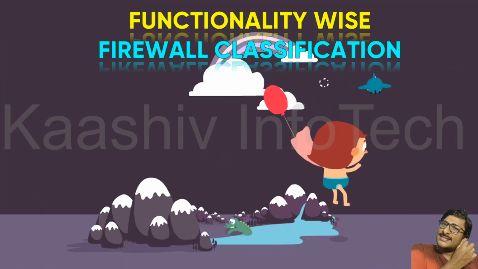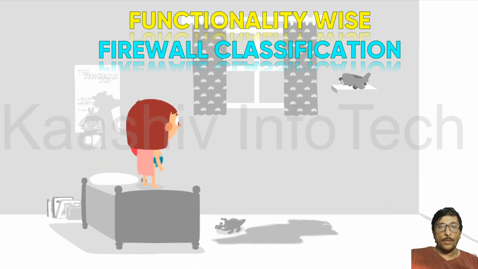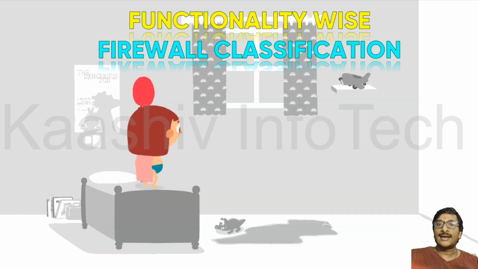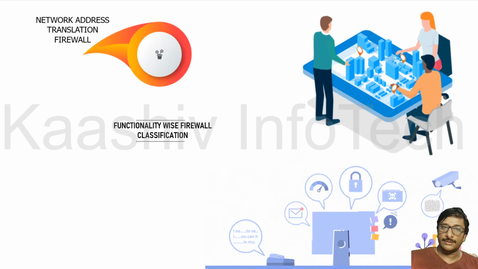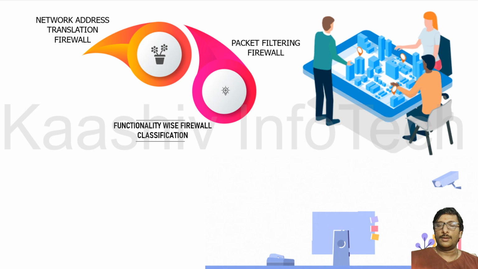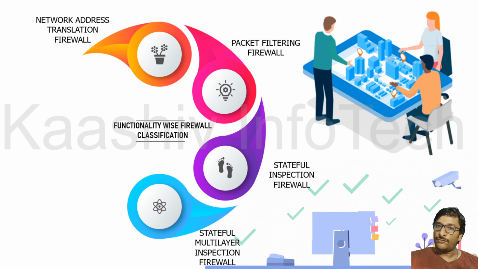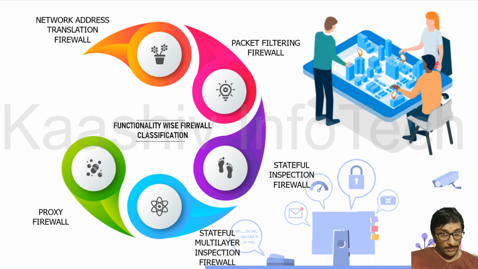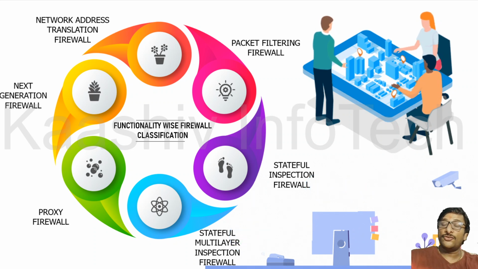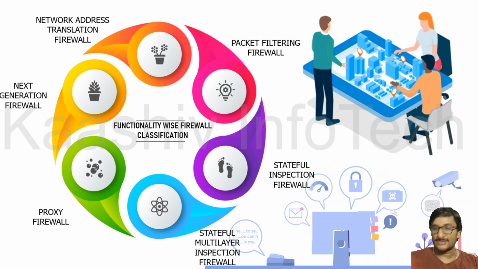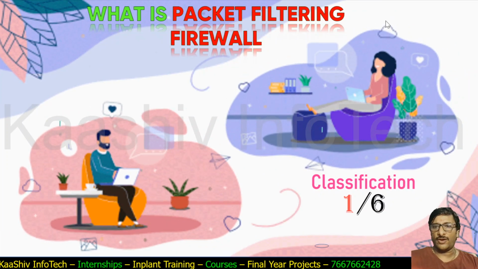Functionality wise, sir, what is this firewall doing? Let's talk about the functionality wise firewall classification. We got the network address translation firewall, packet filtering firewall, stateful inspection firewall, stateful multi-layer inspection firewall, proxy firewall, and the final one is the next generation firewall. These are the different types of firewalls available. We are going to discuss these different types of firewalls. The first one is the packet filtering firewall.